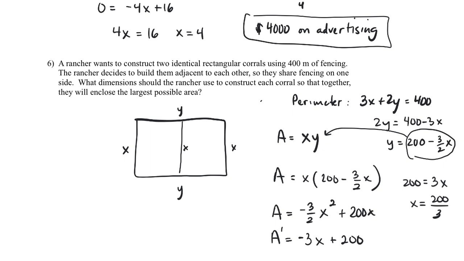Now, when x equals 200 divided by 3, we still need to find y, so we can go back up to this perimeter equation here. If I plug 200 over 3 in for x, 3 times 200 over 3 is 200, because the 3's would cancel. If you subtract 200 from 400, you get 200. So 2y equals 200, which means that y equals 100.